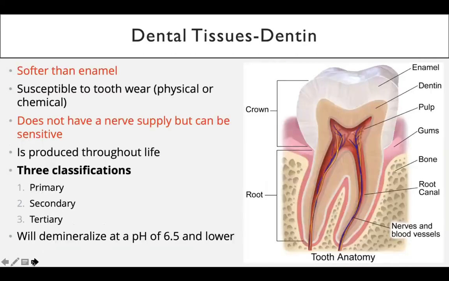And then there is dentin, which is softer than enamel and does not have a nerve supply, but is closer to the pulp. It has dentinal tubules. How is it sensitive? There is no direct nerve supply, but it is sensitive because of the dentinal tubules. Dentin is produced throughout life, so it can be regenerative. So dentinogenesis can take place, and there are three classifications: primary, secondary, tertiary.